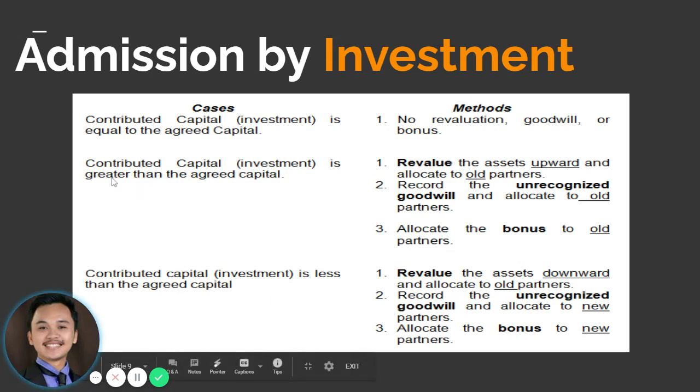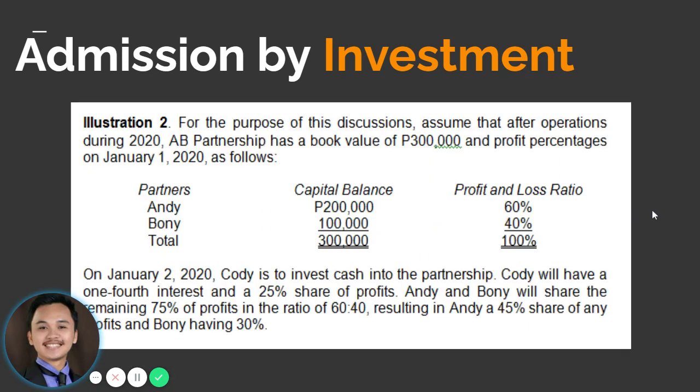Okay? So here, if the contributed capital is greater than the agreed capital, then there is a bonus to the old partners. But if the contributed capital, TCC, is less than the total agreed capital, then meaning the new partner will receive a larger interest than what he paid for. So that means there is a bonus to the new partner. So that is admission by investment.